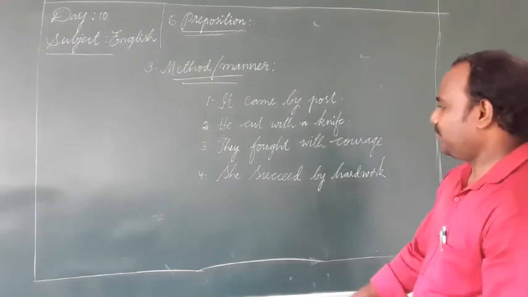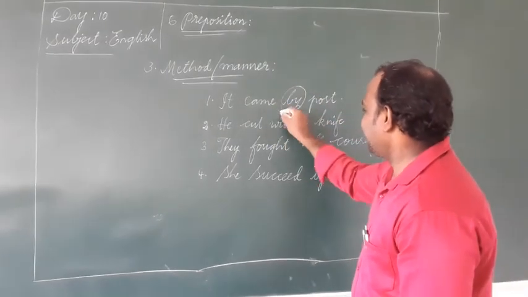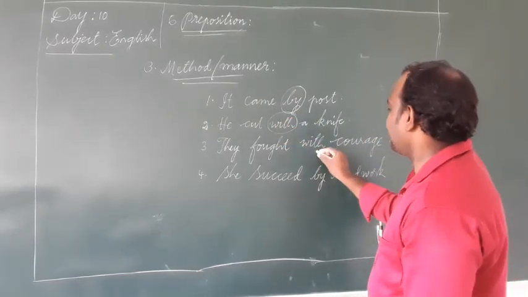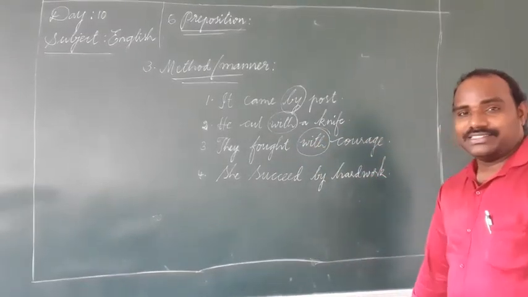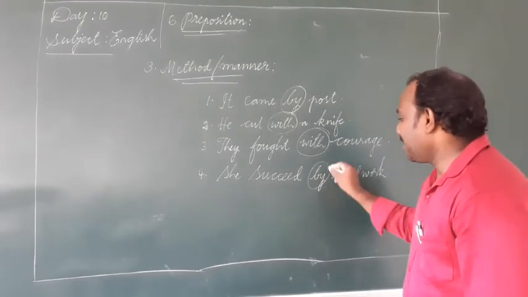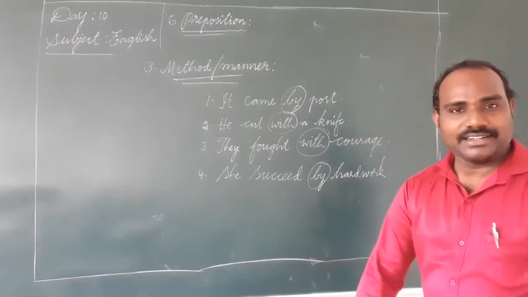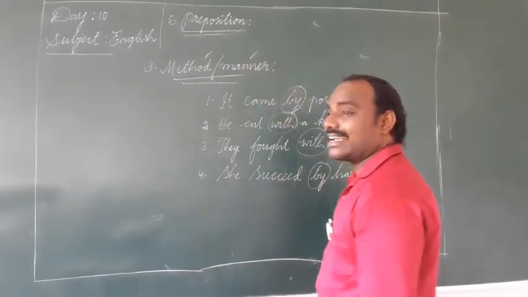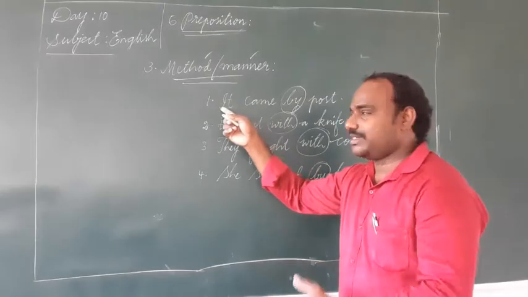Look at these four sentences. It came by post. He cut his finger with a knife. They fought in the battle with courage. She succeeded in getting good marks or in getting a first rank by hard work. You see, the words that are circled in these four sentences show how an action happens, the method or manner of the action. The letter came by post.